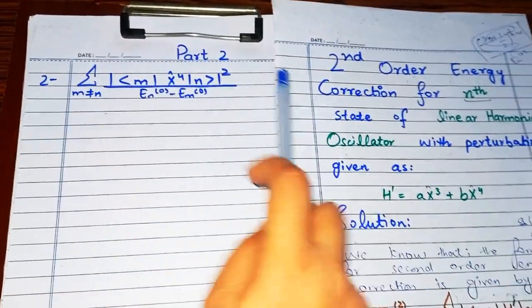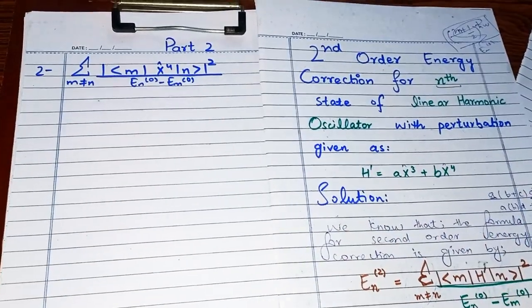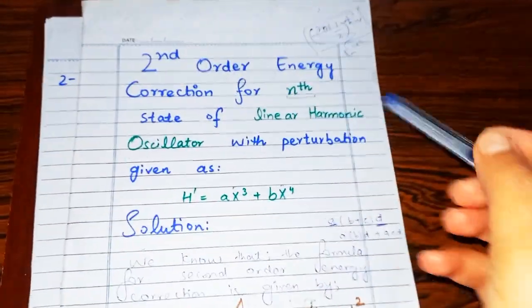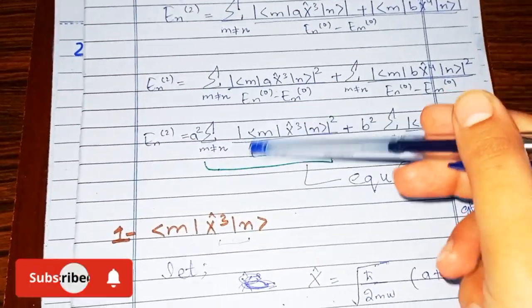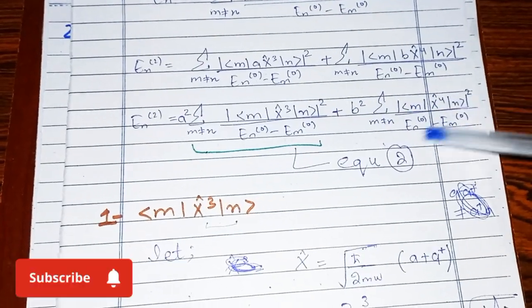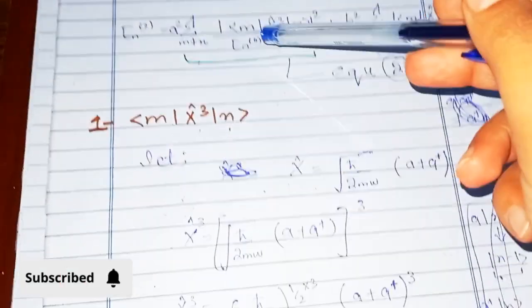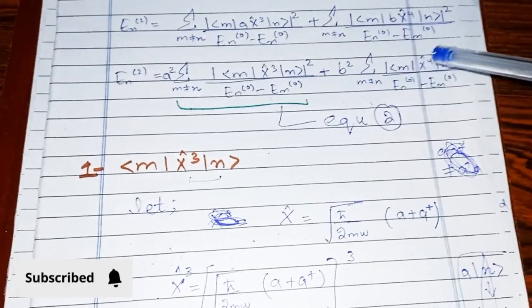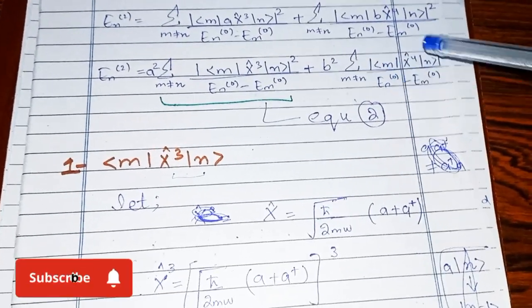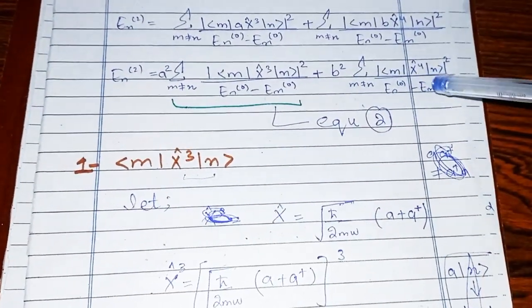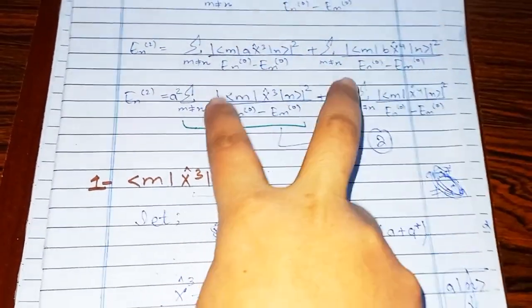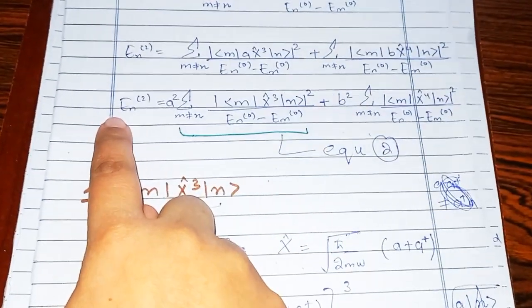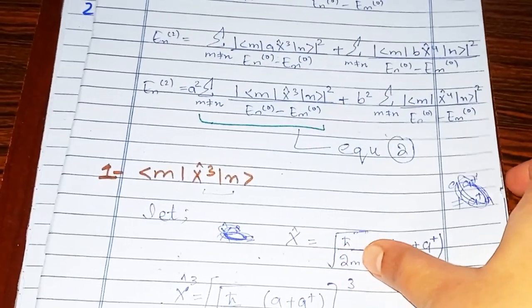In this video, we are going to calculate this summation. This is part 2 of the video where we had to calculate the second order energy correction for the nth state of the linear harmonic oscillator with the following perturbation. We had equation number 2 with this summation and another summation. We calculated that one in part 1, and now we are going to calculate this one. After we have calculated it, we can plug those values back into this equation to get the second order energy correction for the nth state of the linear harmonic oscillator.